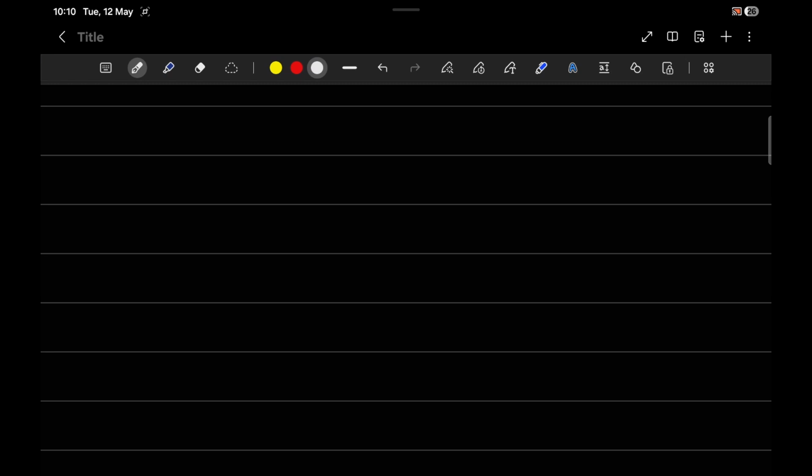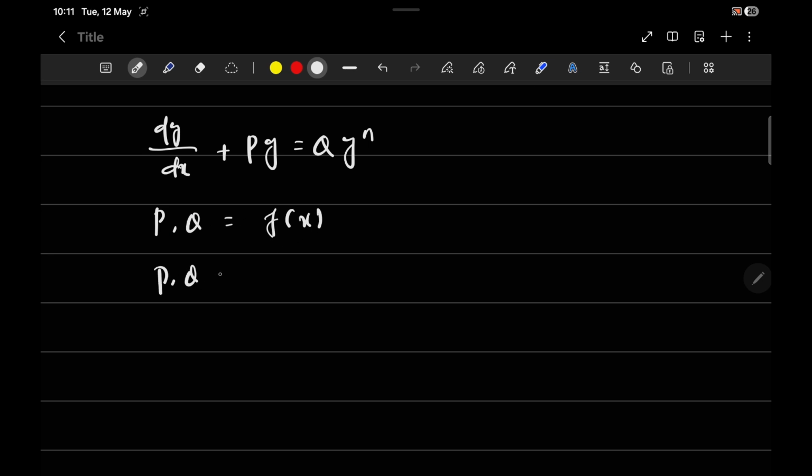So consider the general form of the non-linear differential equation as dy by dx plus py is equal to q y to the power n. Before, there was only the q. Now we have an extra bit, y to the power n. Also here, p and q are functions of x, not y. So now we have to reduce those differential equations into the linear form.